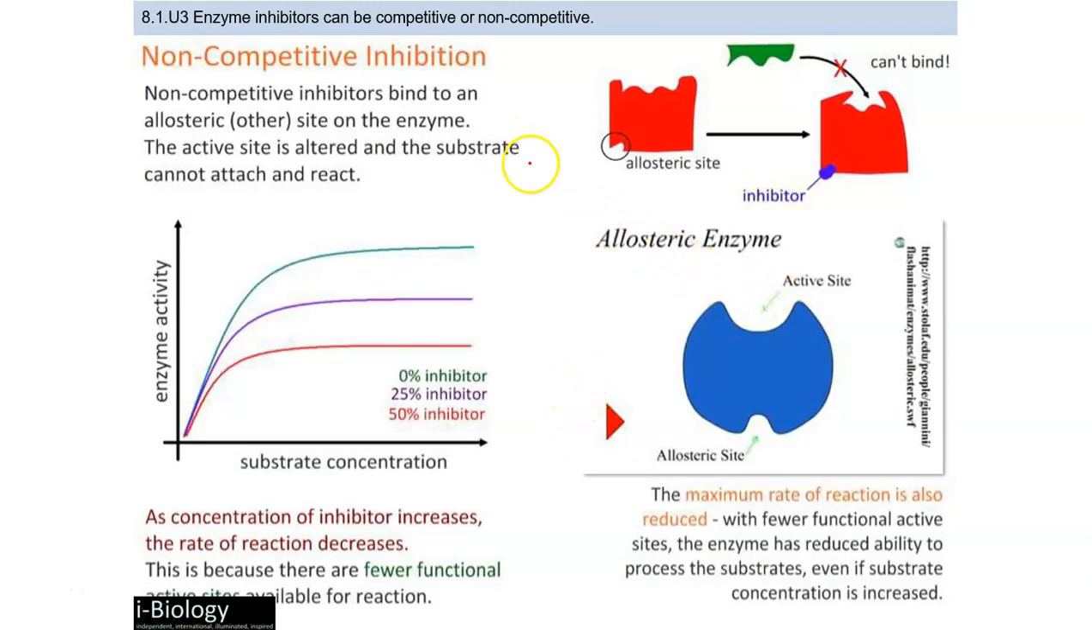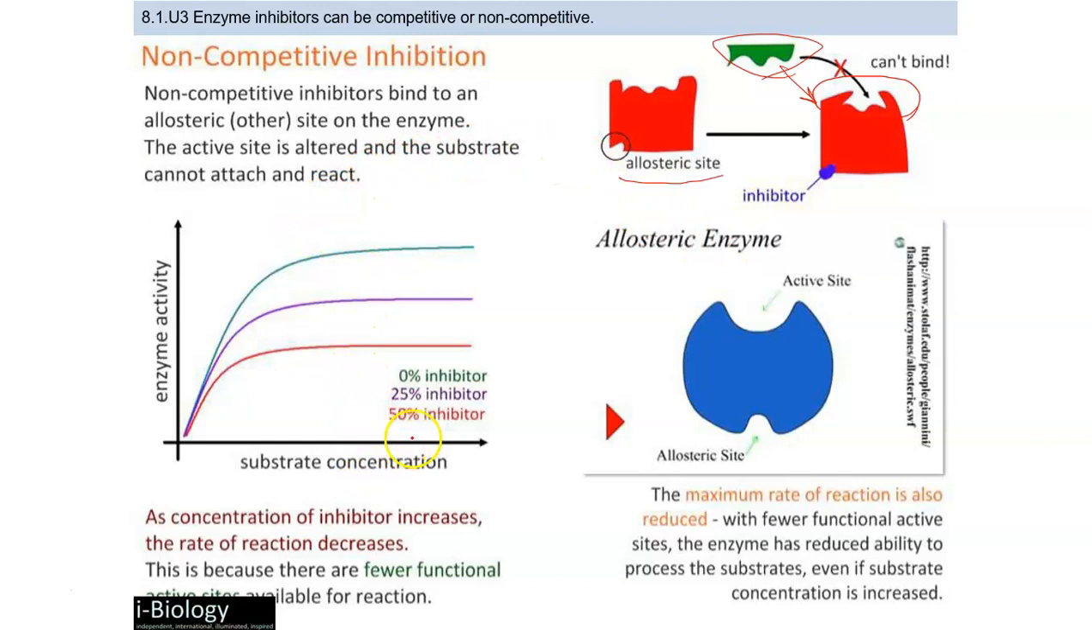The next one is non-competitive inhibition. As I explained before, it's really simple because instead of competing directly with the substrate, it attaches to some area of the enzyme which is called the allosteric site, and by attachment to the allosteric site, it changes the conformation of the active site, and it doesn't allow the substrate to be attached to the active site anymore. So that is called non-competitive inhibition.